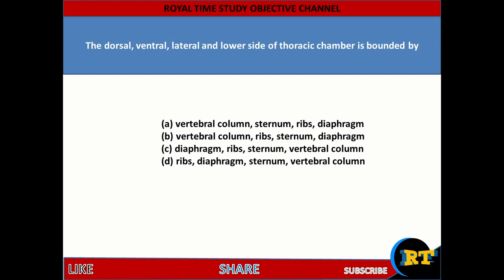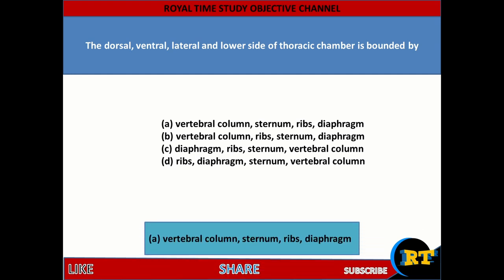Now, the dorsal, ventral, lateral and lower side of thoracic chamber is bounded by option number A, vertebral column, sternum, ribs, diaphragm. Option number B, vertebral columns, ribs, sternum, diaphragm. Option number C, diaphragm, ribs, sternum, vertebral column. Option number D, ribs, diaphragm, sternum and vertebral column. The correct answer is option number A, vertebral column, sternum, ribs, diaphragm.